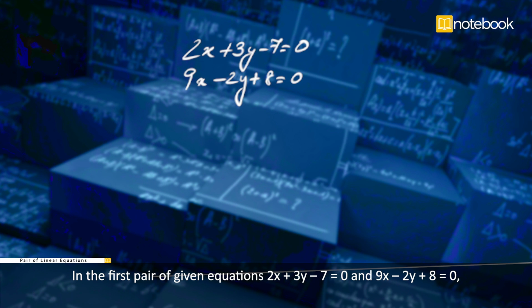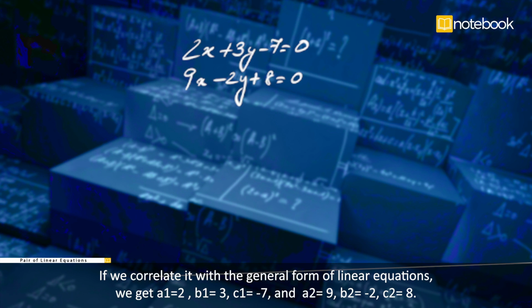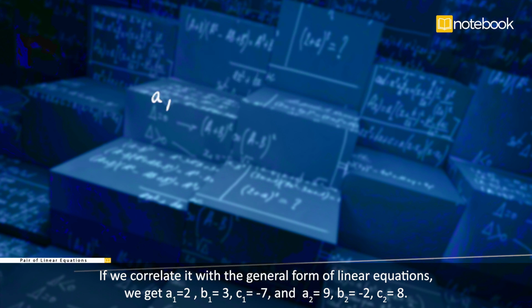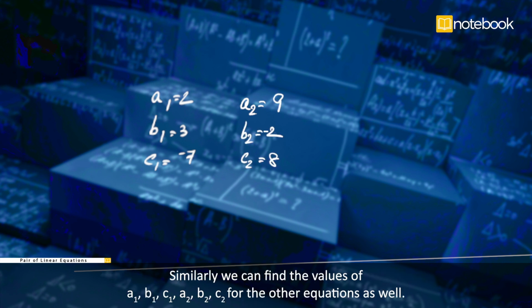In the first pair of given equations, 2x plus 3y minus 7 is equal to 0 and 9x minus 2y plus 8 is equal to 0, if we correlate it with the general form of linear equations, we get a1 is equal to 2, b1 is equal to 3, c1 is equal to -7, and a2 is equal to 9, b2 is equal to -2, and c2 is equal to 8. Similarly, we can find the values of a1, b1, c1, a2, b2, c2 for the other equations as well.